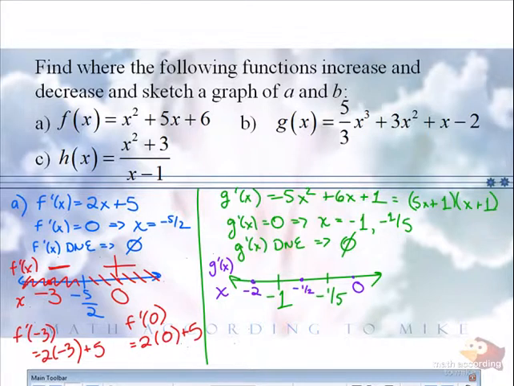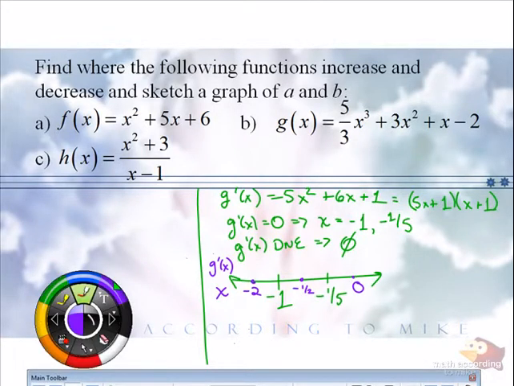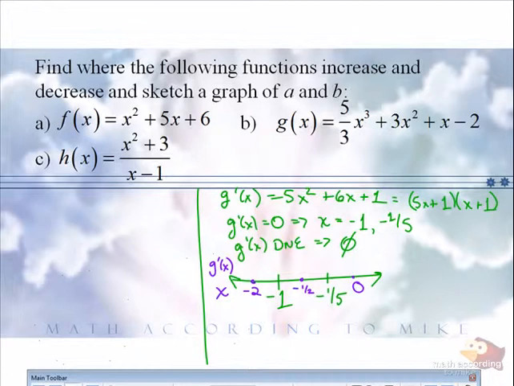So at negative 2, what do you get for the derivative? Positive or negative? Positive. At negative 1/2? And at 0? Positive. A comment: you should never, ever, ever get 0 for an answer. If you did, that means that these numbers are not correct, the negative 1 and the negative 1/5, because those make the derivative 0. Your test numbers should not make the derivative 0. So that's a way of checking yourself.